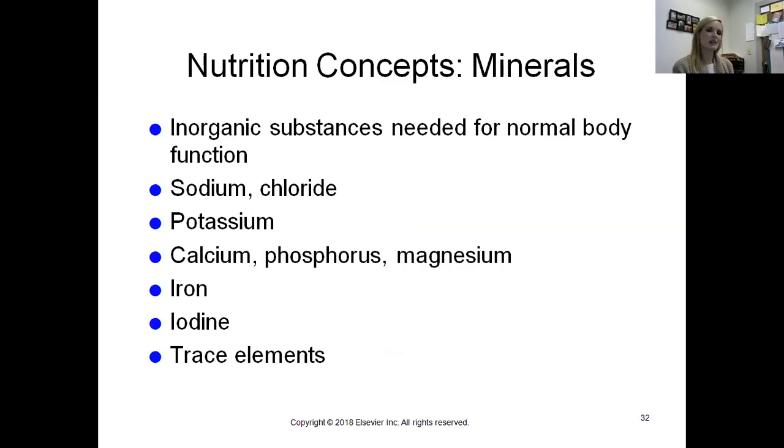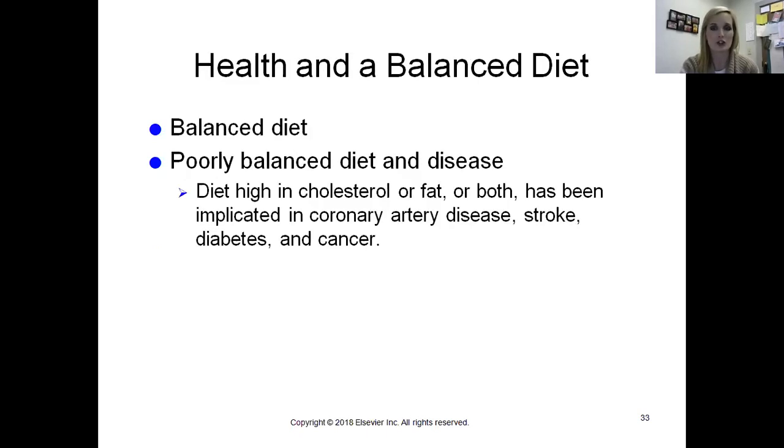Potassium is important. Things like bananas and potato skins contain lots of potassium. Then there are calcium, phosphorus, magnesium, iron, iodine, and trace elements, which are just minerals that we need in small amounts. Those are just some examples of our minerals. You don't have to know specifics about these or what each of them does for our body, and you don't have to know where we find these. These are just examples, to be familiar with our different nutritional categories.